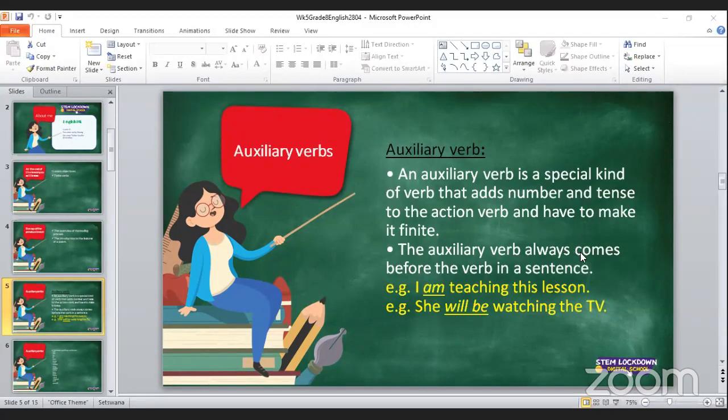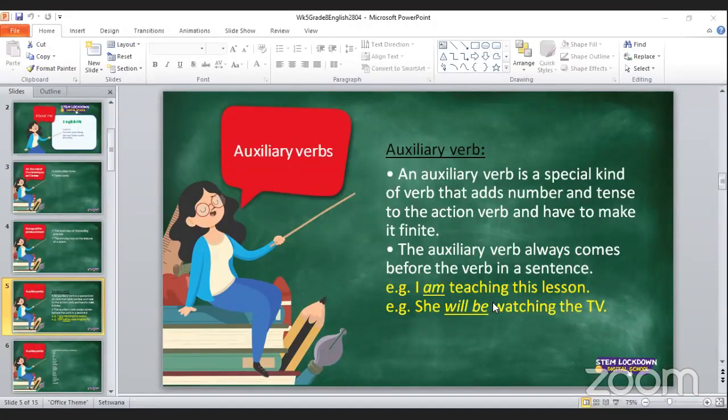So the auxiliary verb always comes before the verb in a sentence. That's something important for us to remember. I've given two examples there. The first example: I am teaching this lesson. I've underlined am and put it in italics. So that am is the auxiliary verb in this first sentence, and you can see that it comes before the verb teaching.